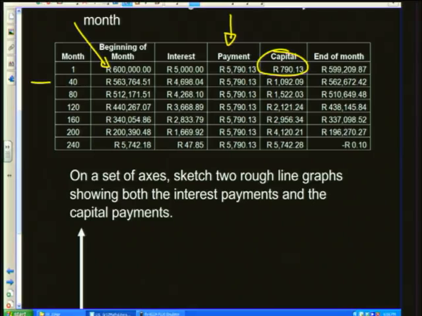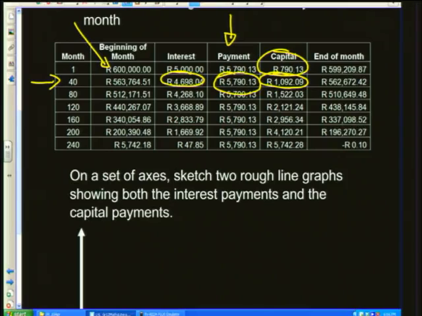On month 40, look what begins to happen. We're still paying the 5,790, but now only 4,698 is going to interest. 1,092 Rand is the actual capital. Okay, so 1,092 is coming off the amount I owe.